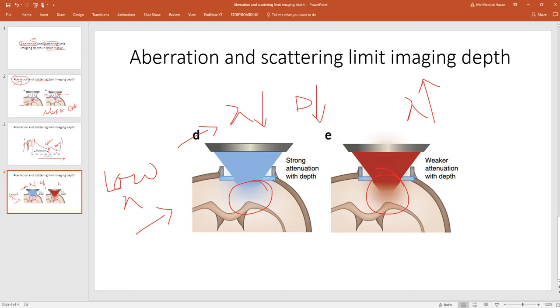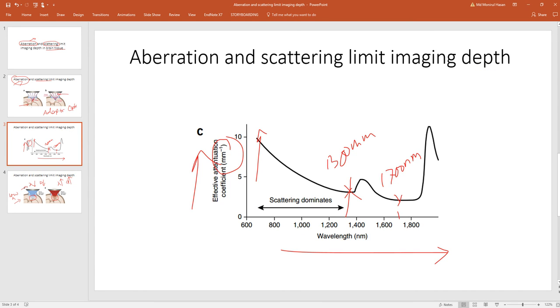If we increase lambda, that means the laser source that we are using, if we increase the center wavelength, say around like 1300 nanometer or 1700 nanometer, that means the attenuation coefficient they will experience while traveling into the tissue will be low. So weaker attenuation coefficient will increase the depth. So depth will be increased too. So if you want to take the image with depth, then we have to increase the wavelength of our laser source. So that is the requirement, because this curve determines everything.